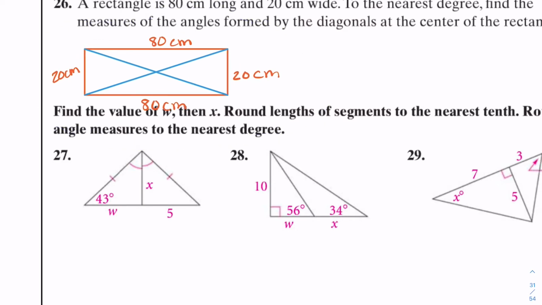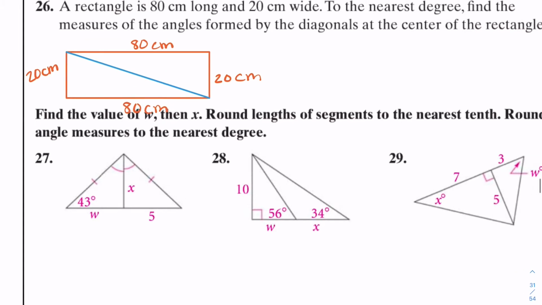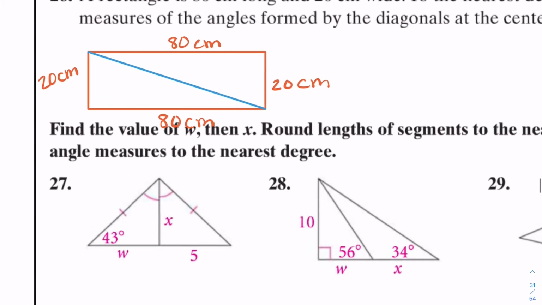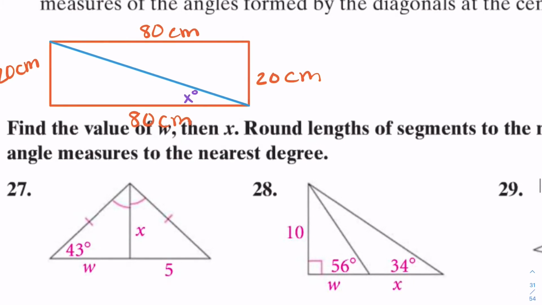I'm going to erase one of these diagonals, and then I'll be able to find this angle here. We know this angle is a right angle, and then find this one here. Then I'll draw the other diagonal in, and they'll be the same exact angle measures, and then we can find the angles formed by the diagonals at the center of the rectangle. So the first thing I'm going to do is put an X right here. I don't know how many degrees that is, but I will find out.